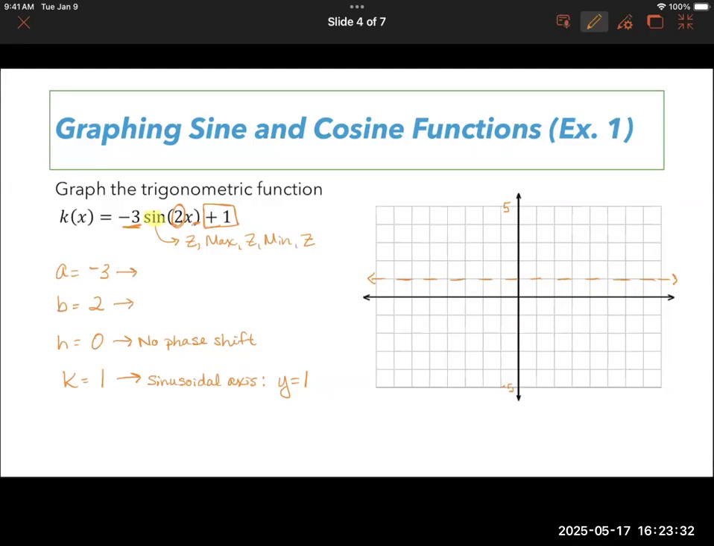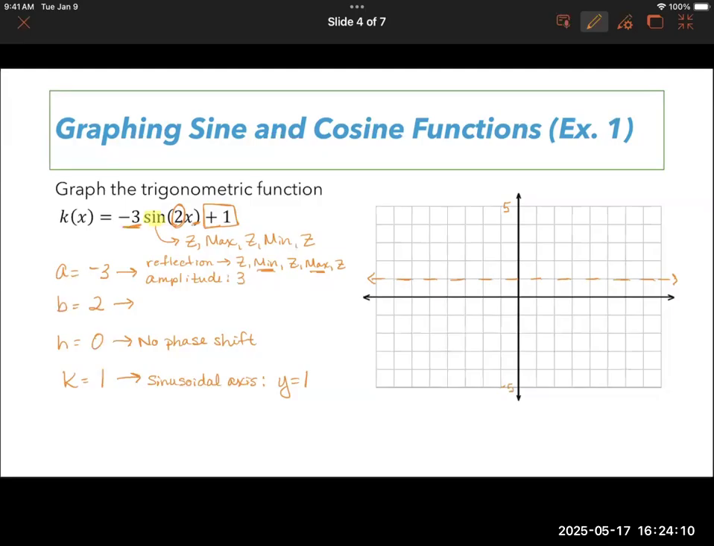So since a is -3, that tells us that we're going to have two things to consider. First is that we're going to have a reflection because we have a negative number. And that means that my new pattern is going to be 0, min, 0, max, and then back to 0. So these are going to switch places. And then it also means that I will have an amplitude of 3 units.